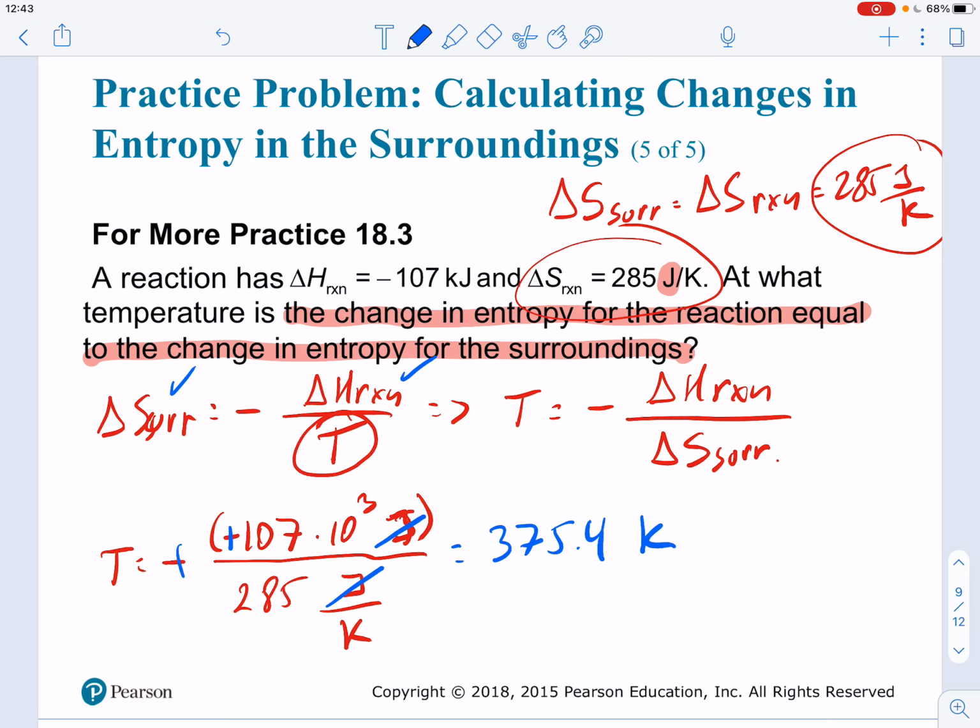Here it is not specified in what unit you are supposed to report your result, but 375.4 Kelvin is equal to 102.3 Celsius, just in case. Just pay attention to whether the particular question is asking you to report your value in Celsius or Kelvin.